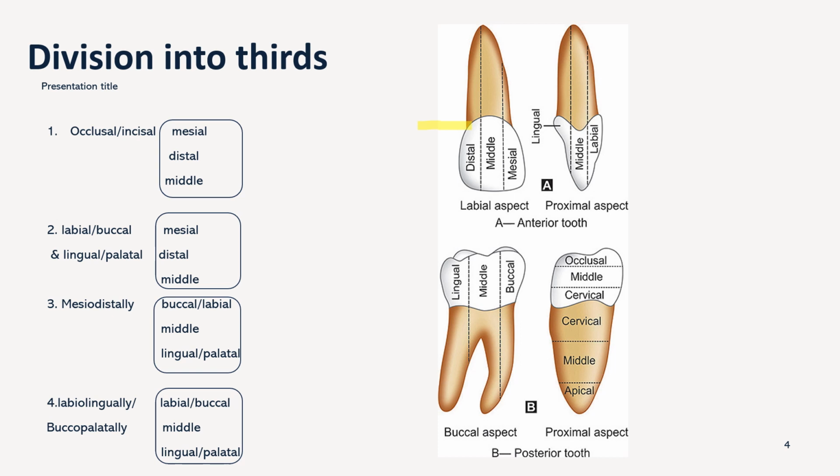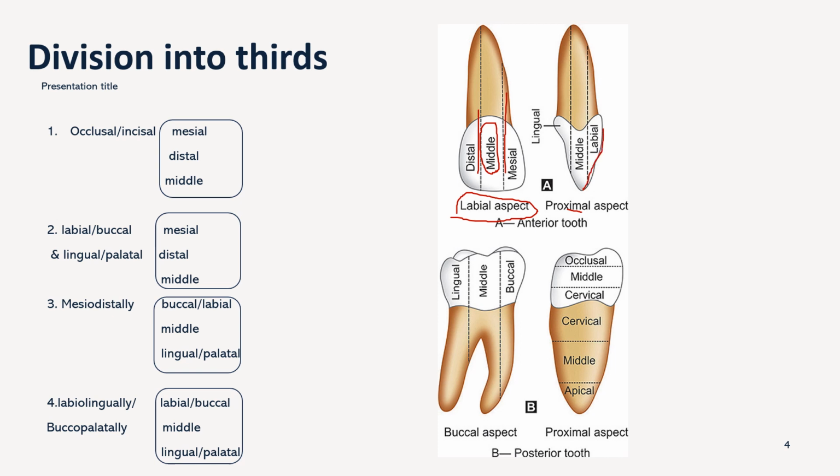So what are the thirds? As I have told, you know what is mesial and distal, and you know what is middle. From the labial aspect, the tooth is divided into the mesial third, toward the midline, the distal third, away from the midline, and the middle portion is the middle third. Same in the proximal aspect. Proximal is nothing but mesial or distal.